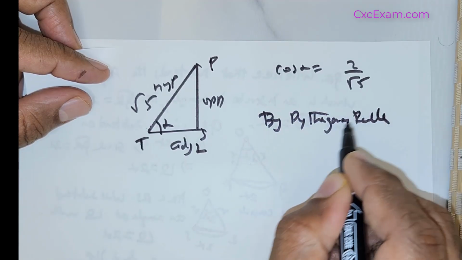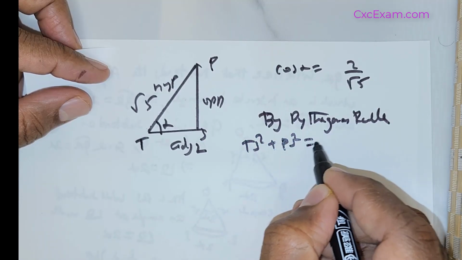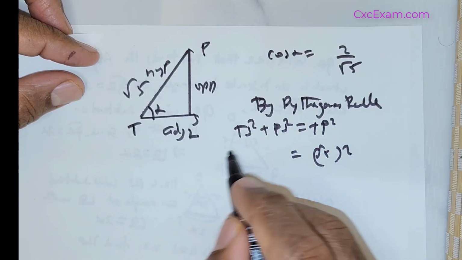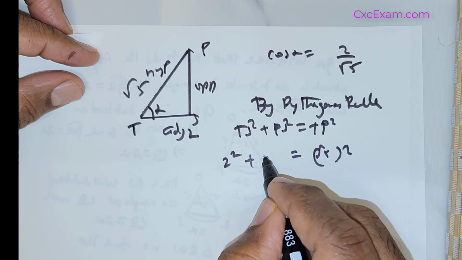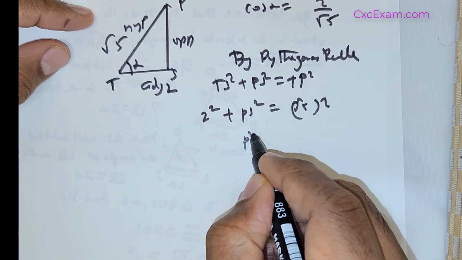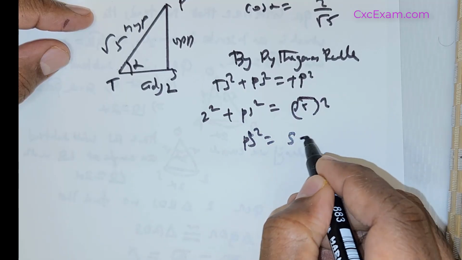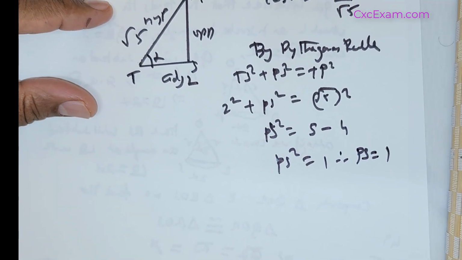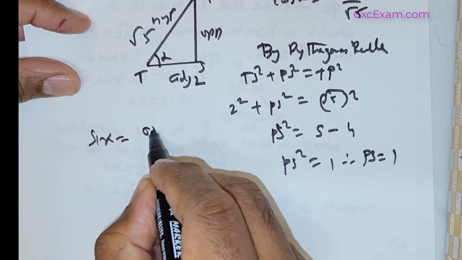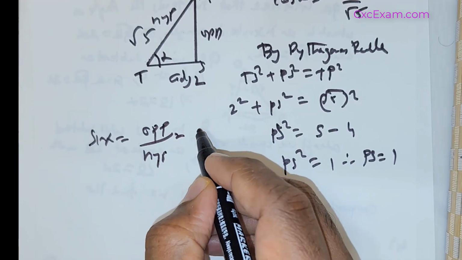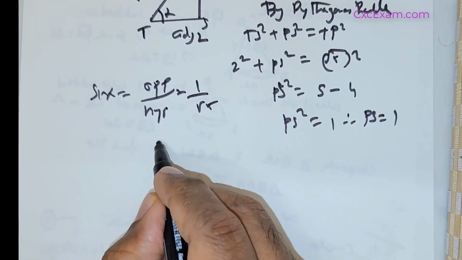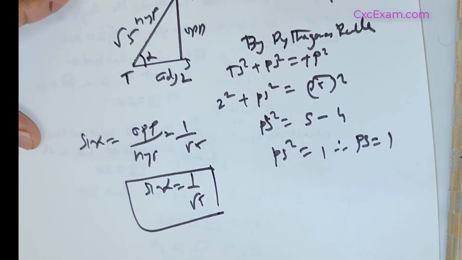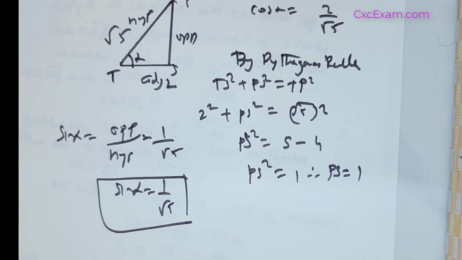By Pythagoras rule, TS squared plus PS squared is equal to TP squared. TP squared is root of 5 squared. TS squared is 2 squared, and PS squared we need to know that. So PS squared is equal to root of 5 squared is 5, negative 4, which is 1. So PS squared is 1. Therefore PS is equal to 1. So sine of alpha is opposite side divided by hypotenuse, which is nothing but 1 over root of 5. So sine alpha is equal to 1 over root of 5. That's a very important data that we have got there.